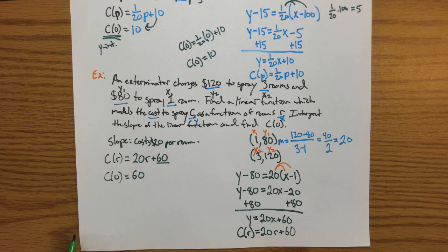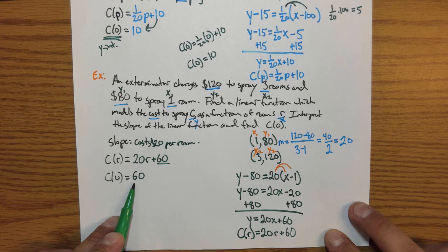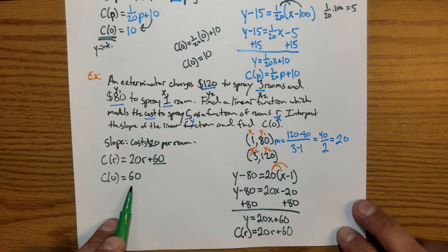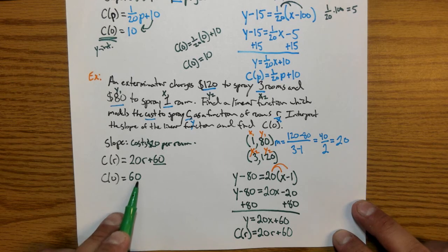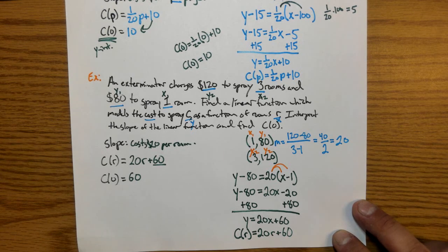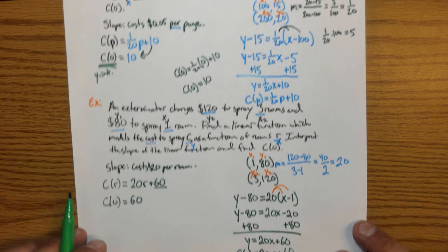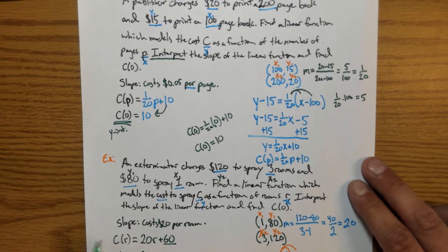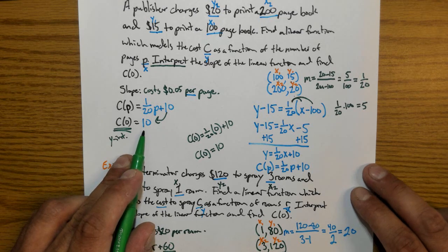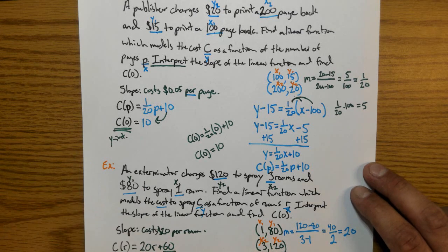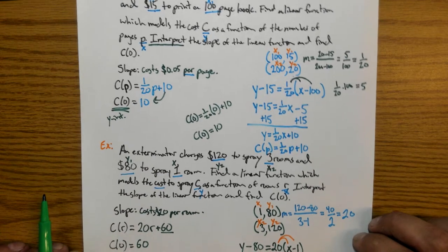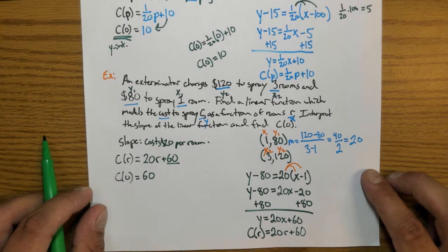Well, C of 0 really is our one-time fee. Remember, we were talking about that in y-intercept form. So this exterminator charges $60 to show up to your house, and then $20 per room. That's basically what that means. Likewise, up here, the publisher charges a $10 booking fee or one-time fee to start up the printer, I don't know, plus 5 cents per page. So kind of bringing it all together there.